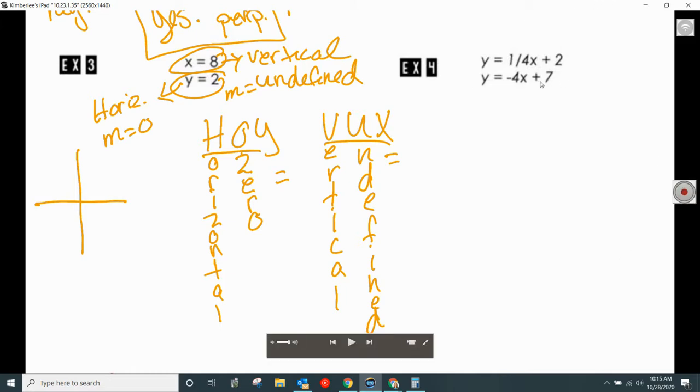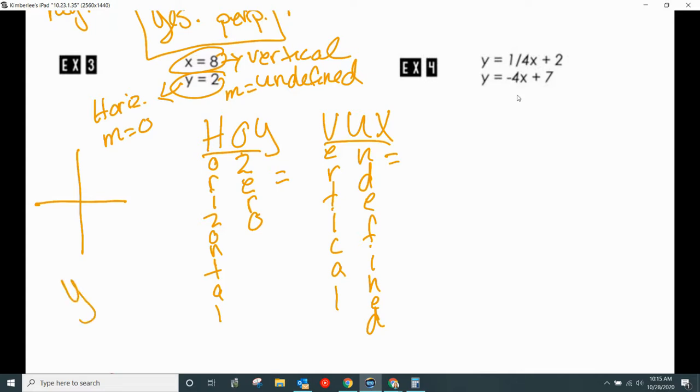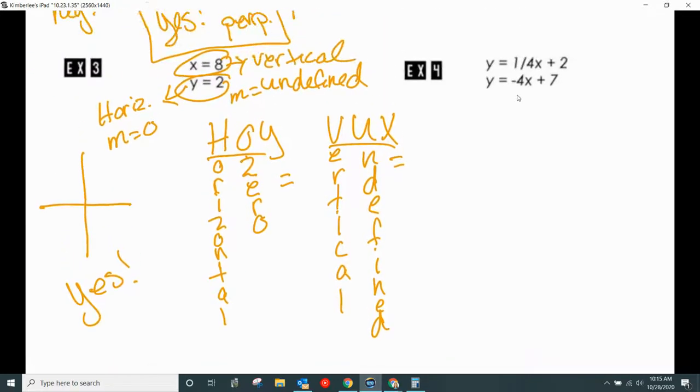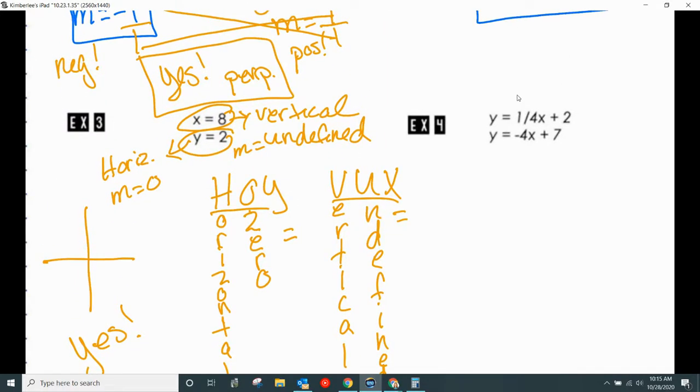Okay, so number 4 is already solved for y. So all you need to do is look at the numbers in front of x and decide, are those lines perpendicular? So our answer for number 3 actually was yes. These are perpendicular. They are indeed. So look at number 4 now and see if you can do that one on your own. And then you're going to go back to Canvas. There's an exit ticket for today. So make sure you go back to Canvas and complete the exit ticket because I will take a grade on that.